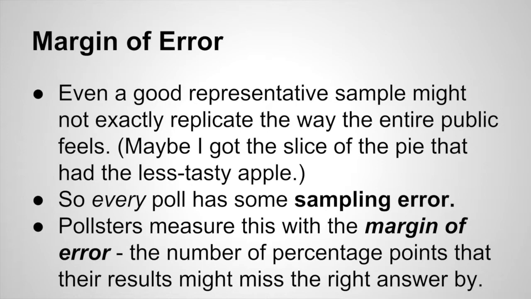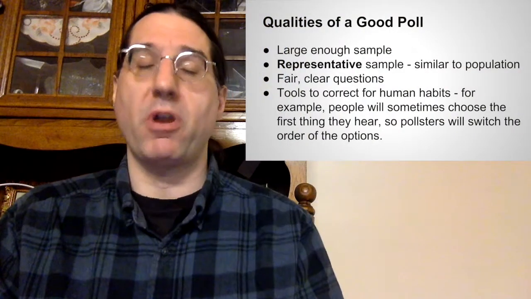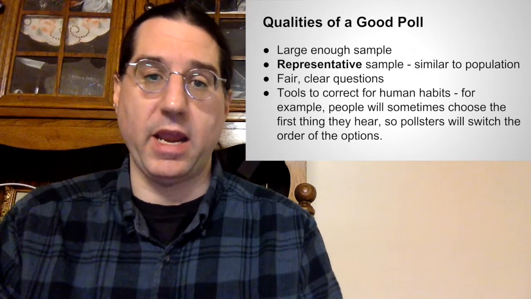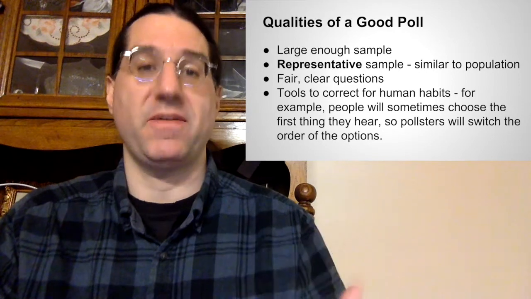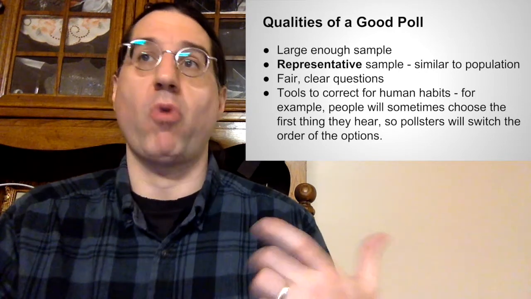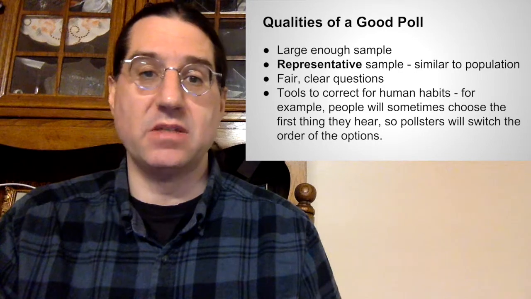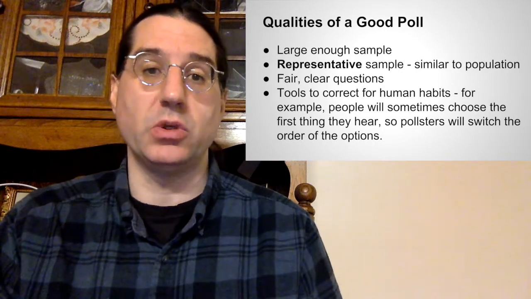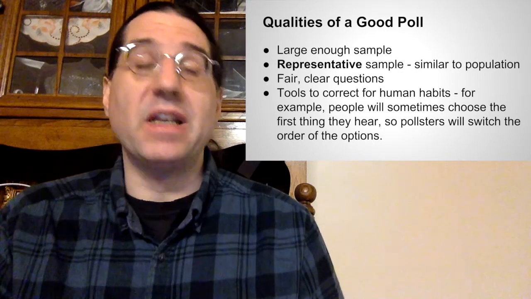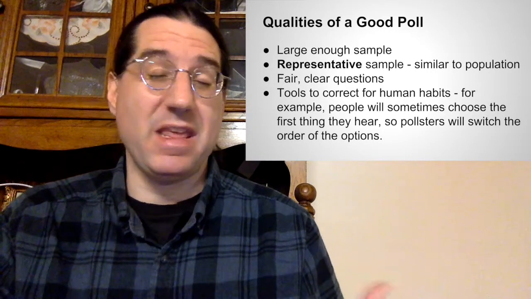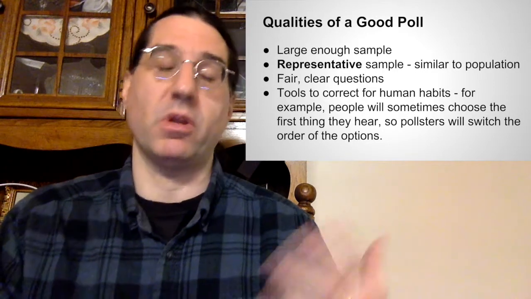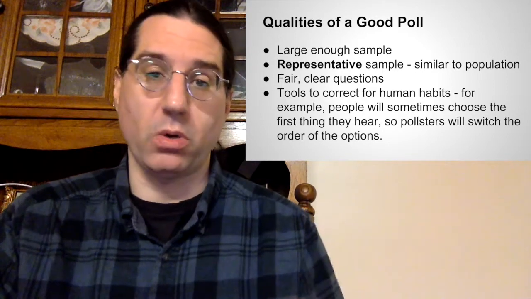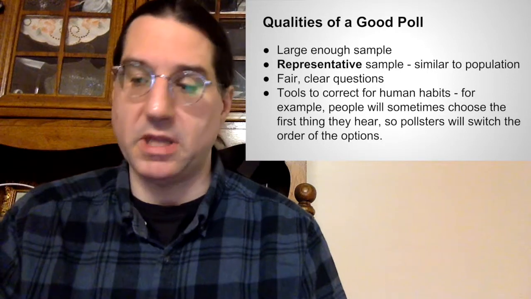Now, besides having a representative sample, there are other qualities that you should look for in a good poll. The sample should be a large enough size. For a population like the United States, you'd ideally like to talk to definitely several hundred, maybe a few thousand people. The fewer people you talk to, the more room for distortion there is in the poll.